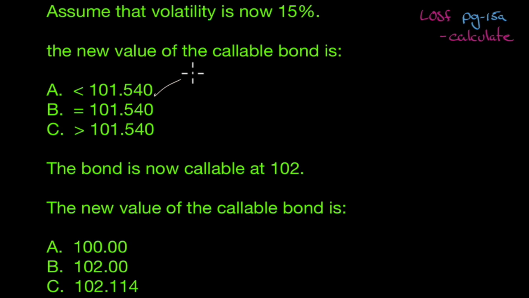The bond is now callable at 102. Instead of 100, it's now callable at 102. The new value of the callable bond is... and now you would think, well, I have to redo the whole thing again. Well, no, we don't. Did the price at any cell exceed 102? It got to 101.526 and we called it at 100. Then it got to 100.922 and we called it at 100. But it never exceeded 102. And if it doesn't exceed 102, it will never be called, which means it will equal 102.114, the value of the straight bond.